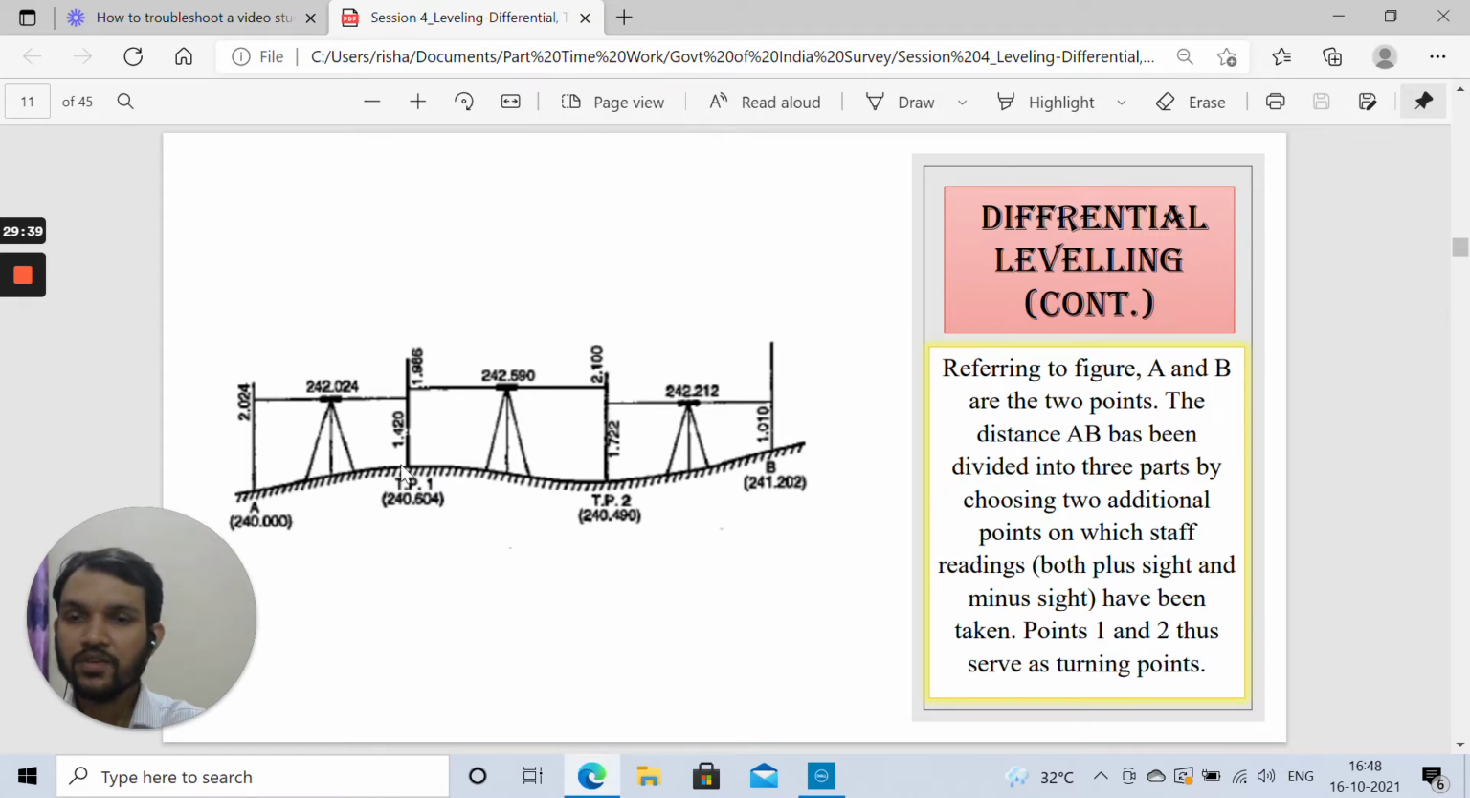You can easily see that once we did this exercise, we got the height of instrument and decreased the foresight reading to get the turning point 1 elevation. Why is it known as a turning point? Because this point is not fixed, and at this point we will have to change the position of our instrument. Because after this point we have to change the position of our instrument, it is known as a turning point.